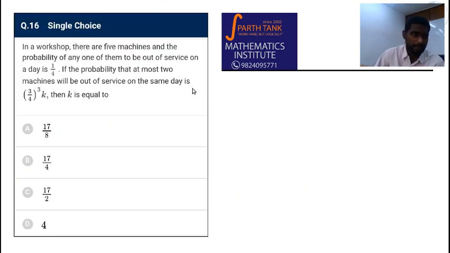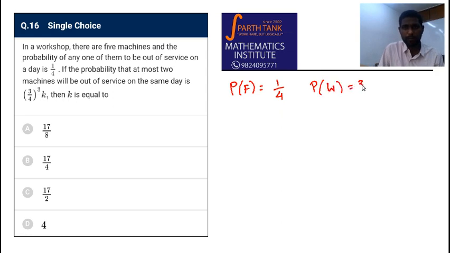Question number 16. In a workshop there are 5 machines and the probability that any one of them is out of service on a particular day is 1 by 4. So probability it fails, let us say f, is 1 by 4. So probability that it is okay, that is works, is 3 by 4. If the probability that at most 2 machines will be out of service on the same day is something, then K is equal to what?